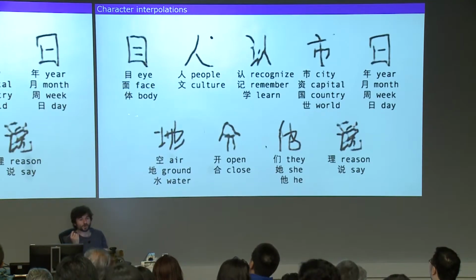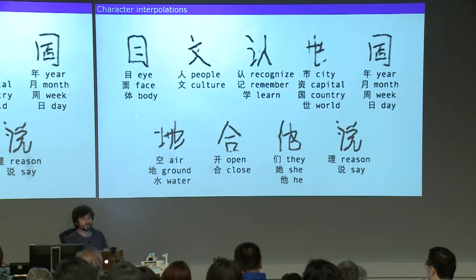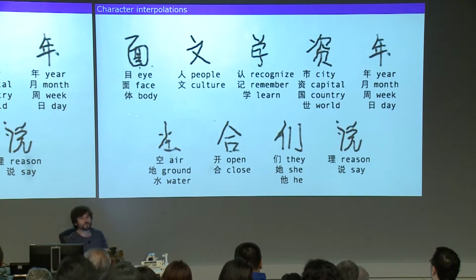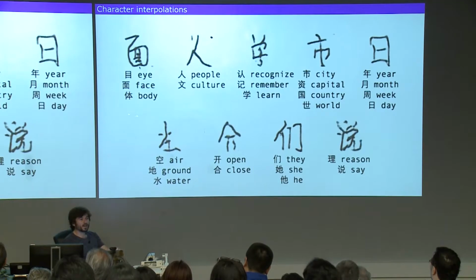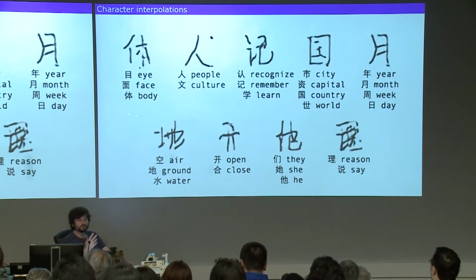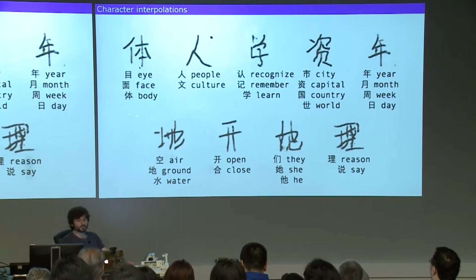And furthermore, you can do interpolations between characters, right? So there's a bunch of them. And you see that it finds very smooth interpolations between characters, each of which look almost like they came from the data set.